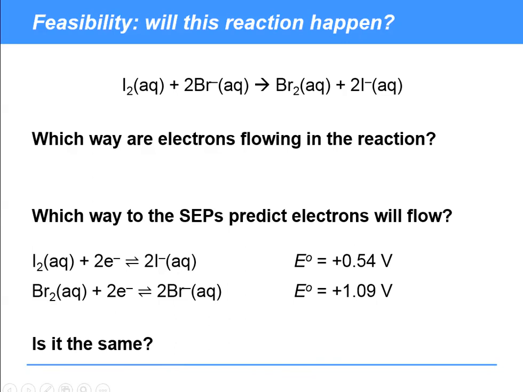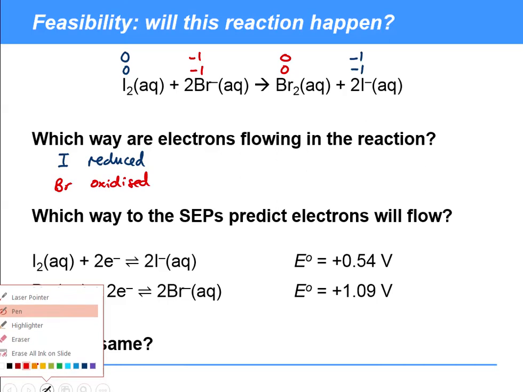Let's try this reaction. It's a very similar reaction. We've got potassium bromide, but this time reacting with iodine. So again forming bromine and iodide ions this time. So a very similar halogen displacement reaction, but this time what we're trying to do is displace bromine from a compound by the use of iodine. So which way are electrons flowing in the reaction? Well, it's very, very similar to the previous time. Iodine is going from oxidation number 0 to -1, so iodine is being reduced. And as before, bromine from -1 to 0, so Br is being oxidized.